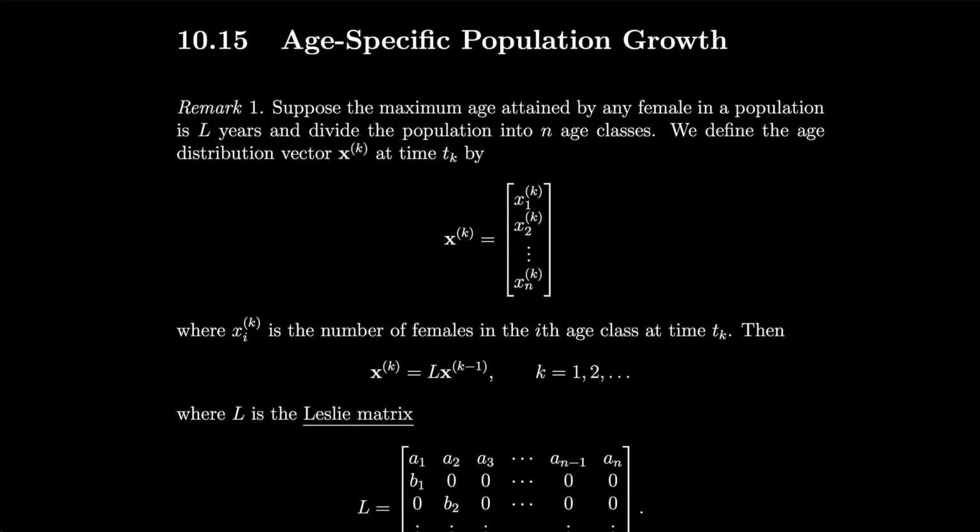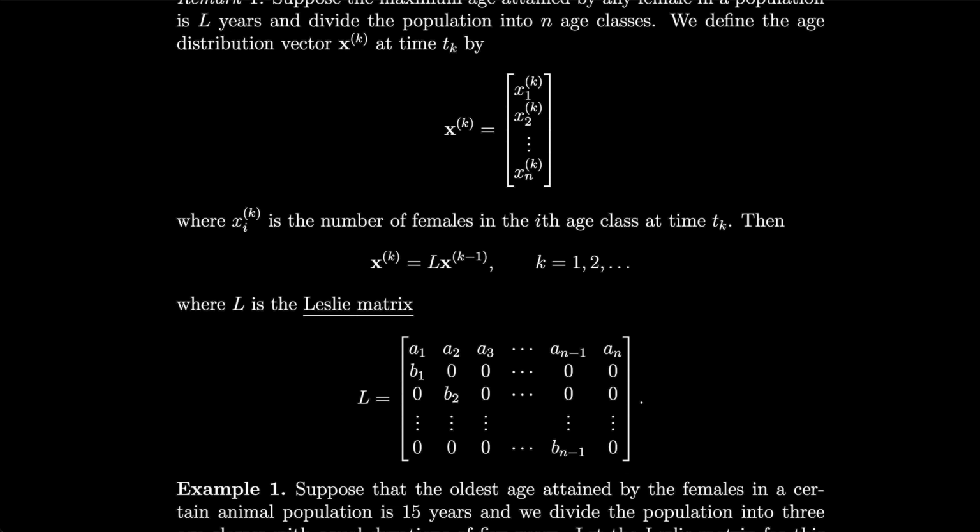Then, xk is L times the previous xk minus 1, for k equals 1, 2, and so on, where L is the Leslie matrix, given by this matrix that has zeros everywhere except along this subdiagonal, where we have B's and underneath the first row of A's. So you could think of it as a matrix that just has diagonal B's, zero otherwise, with a row of A's on top of it.